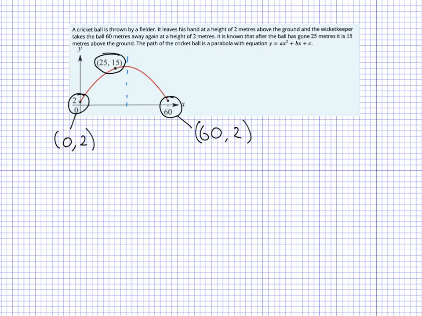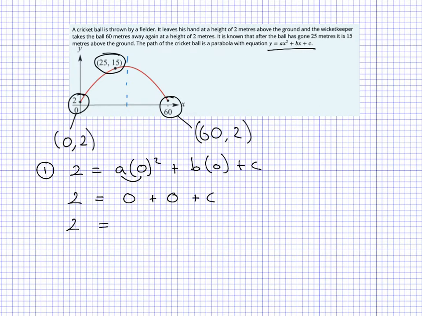Now, if you remember how to use the general formula, you have to create 3 simultaneous equations. Equation 1 is using point number 1, and it's going to look like this: 2 equals a times 0 squared plus b times 0 plus c. I can simplify this straight away. 0 squared is just 0, and 0 times a is 0, b times 0 is 0, and c. So straight away I know that 2 equals c. Going back to the graph, we can pretty clearly see that the y-intercept of it is at 2.